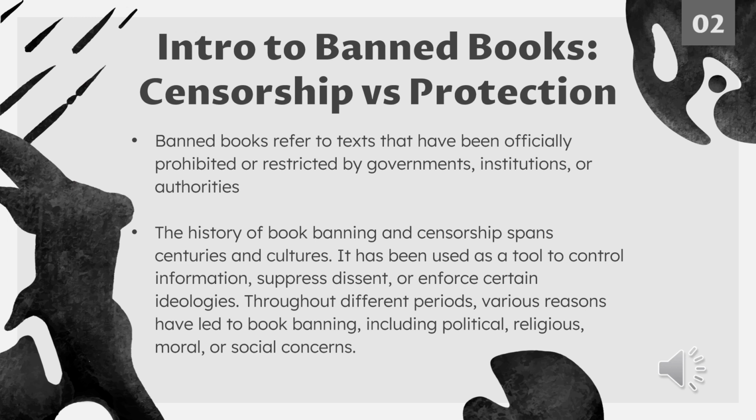The history of book banning and censorship spans centuries and cultures. It has been used as a tool to control information, suppress dissent, or enforce certain ideologies throughout different periods. Various reasons have led to book banning, including political, religious, moral, or societal concerns.